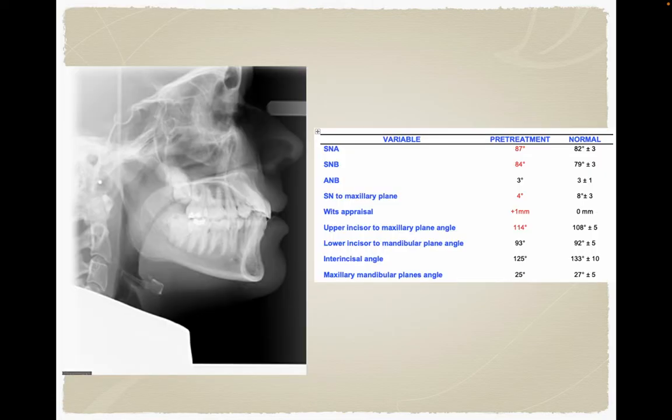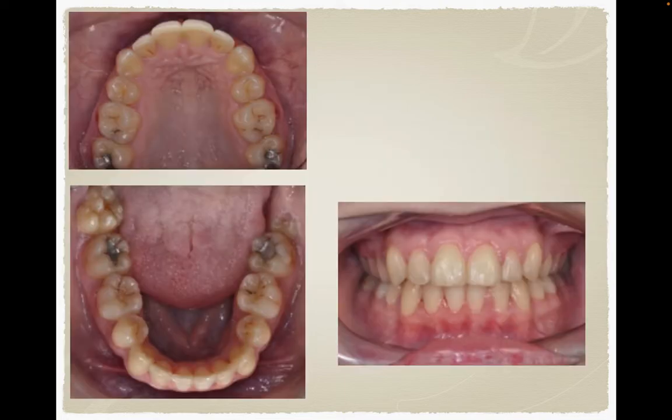If you look at the OPG and the lateral ceph, they confirm the clinical examination. The patient has class 1 malocclusion, and the skeletal relationship is class 1, a little bit class 2ish actually. The upper incisors are slightly proclined while the lower incisors are normal, so you can't procline them even more. Treatment of choice: extraction, relieve crowding, and the teeth are aligned.